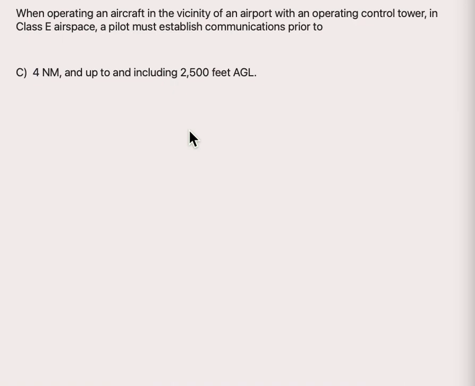When operating an aircraft in the vicinity of an airport with an operating control tower, in Class Echo airspace, the pilots must establish communications prior to 4 nautical miles and up to and including 2,500 feet AGL. So if you're within 4 miles from an airport with a control tower and it's Class Echo airspace, which is not Delta, the pilot must talk to that tower when you're within 4 nautical miles and up to and including 2,500 feet AGL. So if you descend below 2,500 feet, you have to talk to them.